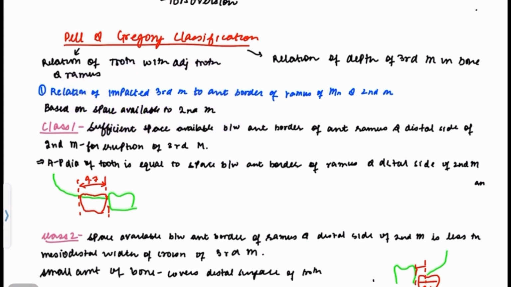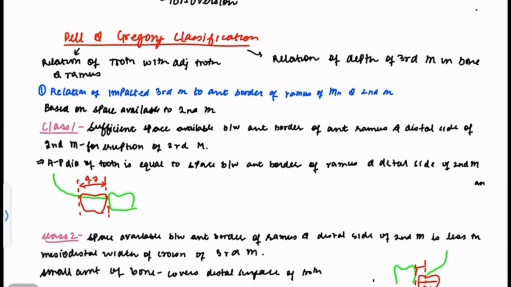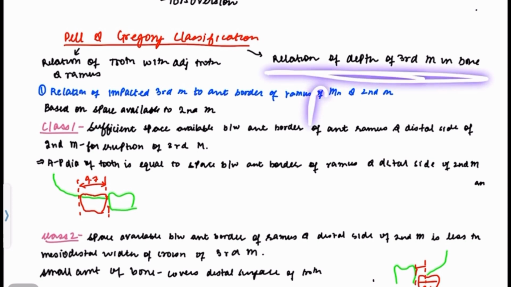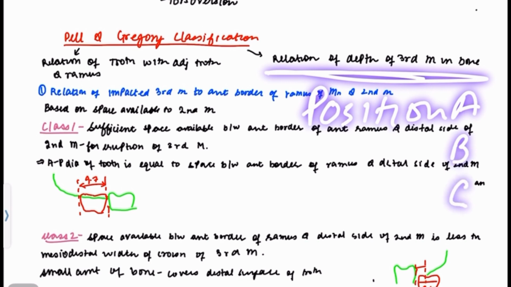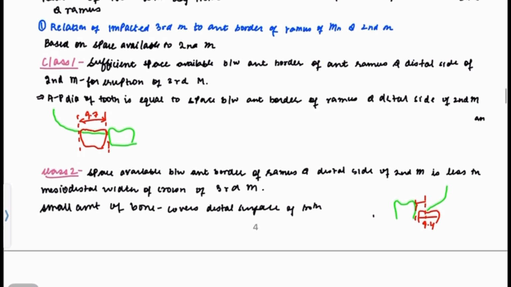Whereas when we see the depth of the third molar in the bone, that is, we are seeing how deep the impacted tooth is in the bone, in that case we will be using the word position. So position A, position B and position C. Let's see each and every one in detail. So first we will be seeing the relation of the impacted third molar to the anterior border of the ramus of mandible and the second molar. So we are seeing what is the space available on the second molar.